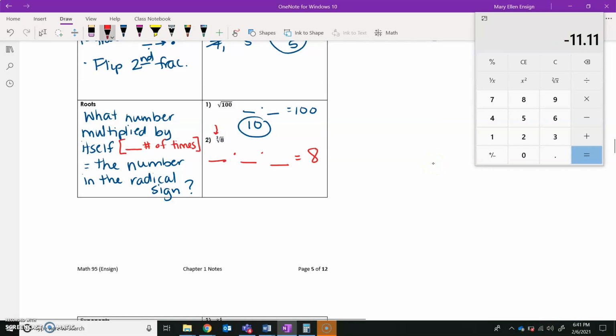Okay, so in this case, this is actually going to be 2, because 2 times 2 is 4 times 2 is 8. So my answer here is 2.